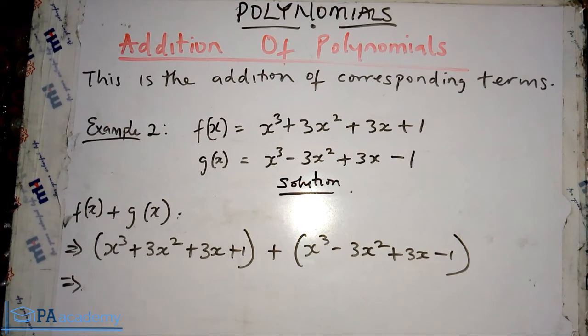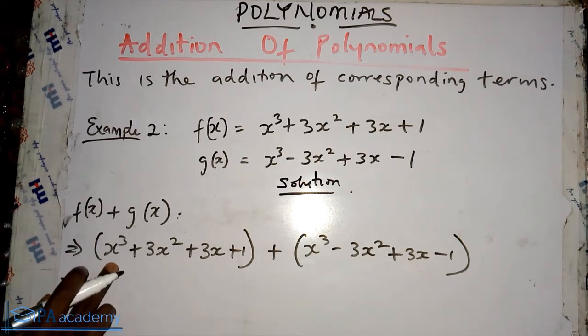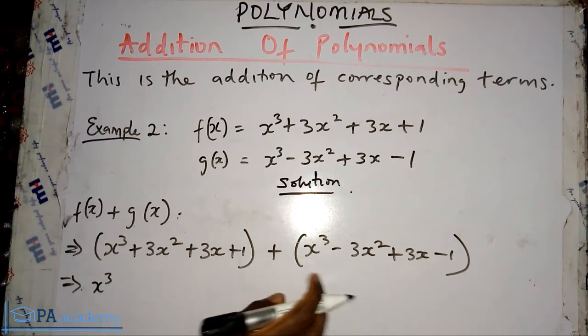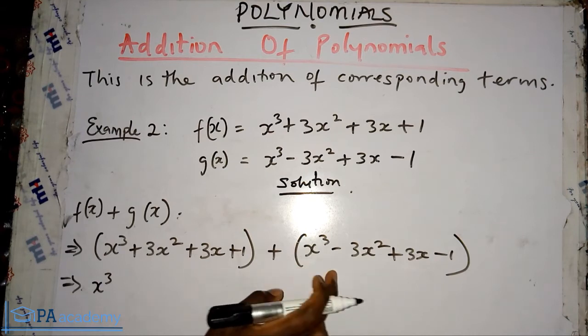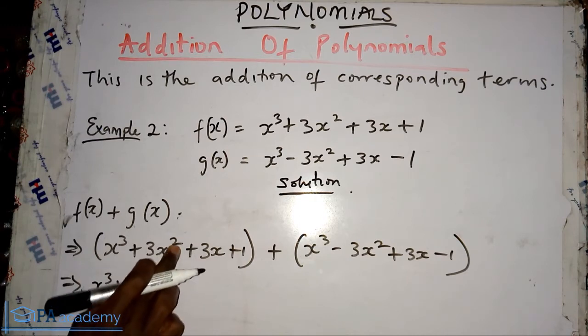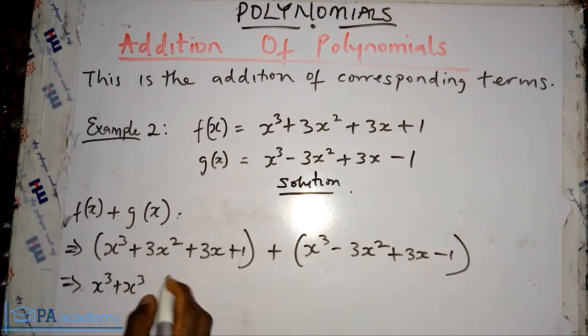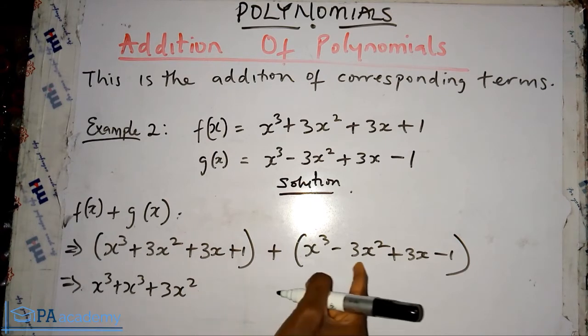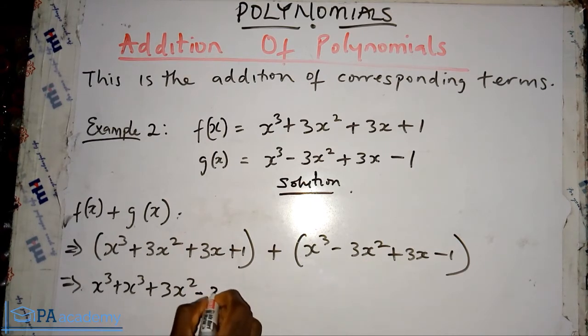Now let's bring the corresponding terms together. We are having x cubed on this part, so that will be x cubed. On this second part, for g of x, we are having x cubed, so that will be plus x cubed. That's it for the power of 3. Now let's look at the term with the power of 2. Here we are having plus 3x squared, and for g of x we are having minus 3x squared. So that is it for the power of 2.